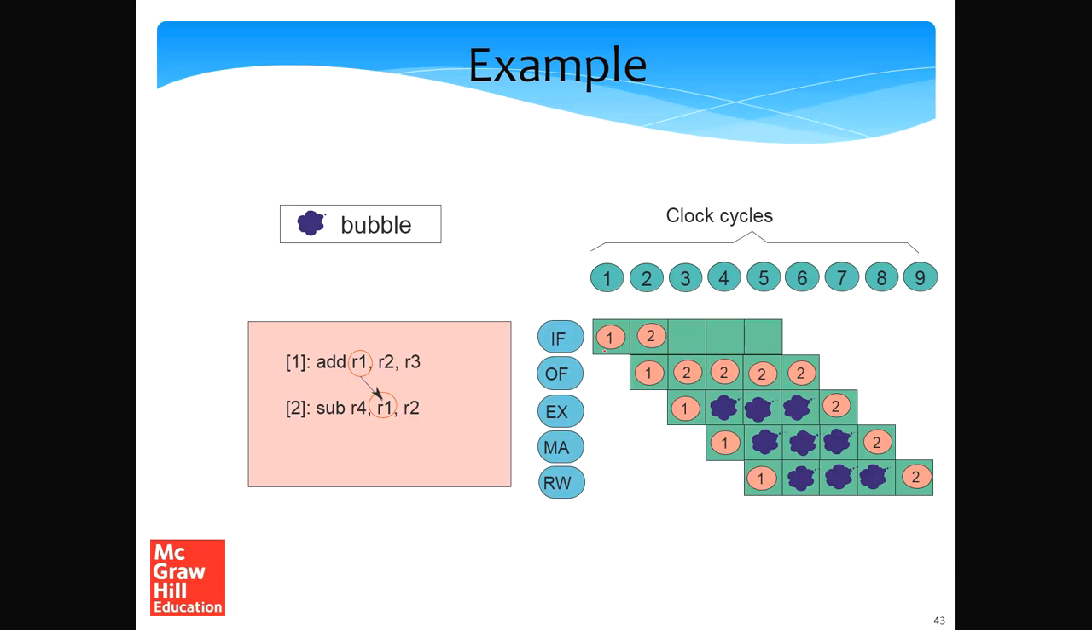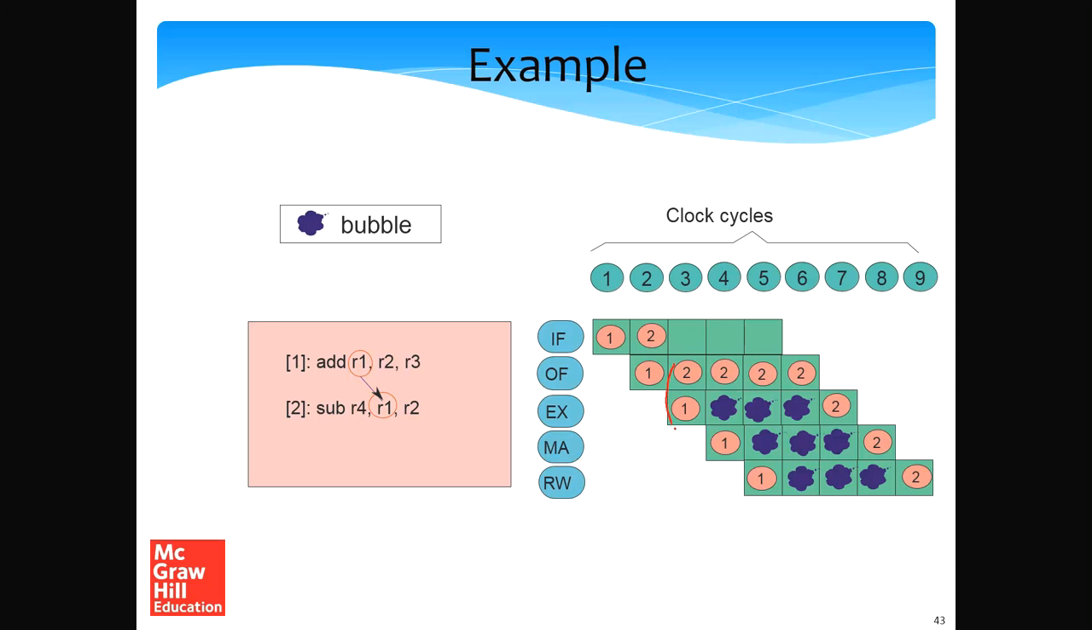The first instruction enters the pipeline in clock cycle number 1, and then it just proceeds in the pipeline without stalling. So in cycle number 2, it enters the OF stage. Cycle number 3, it enters the EX stage. Cycle 4, it enters the MA stage. And cycle 5, it finishes its job and exits the pipeline. In the pipeline diagram, we see that instruction 2 enters the IF stage in cycle 1, and enters the OF stage in cycle number 3.